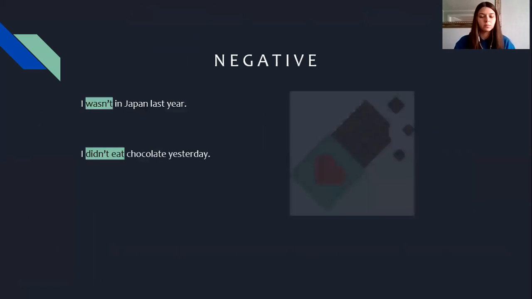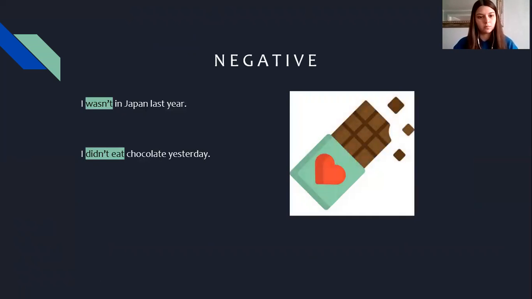Now, it's the negative part. I wasn't in Japan last year. In this case, we're using the other form of the structure, which is the negative. And again, forget about the use of -ed in this part.